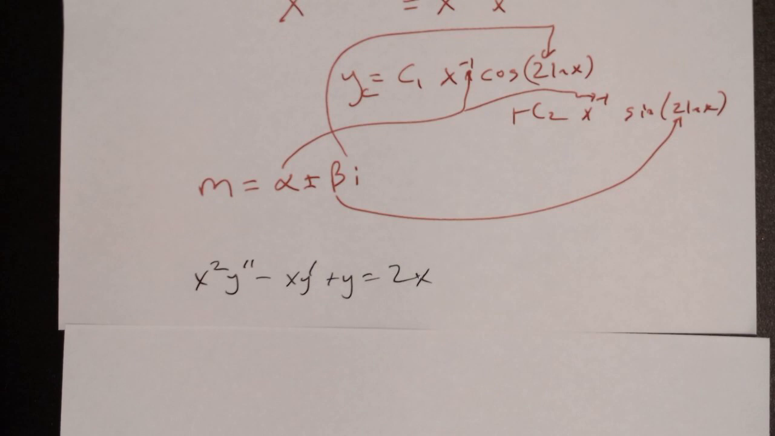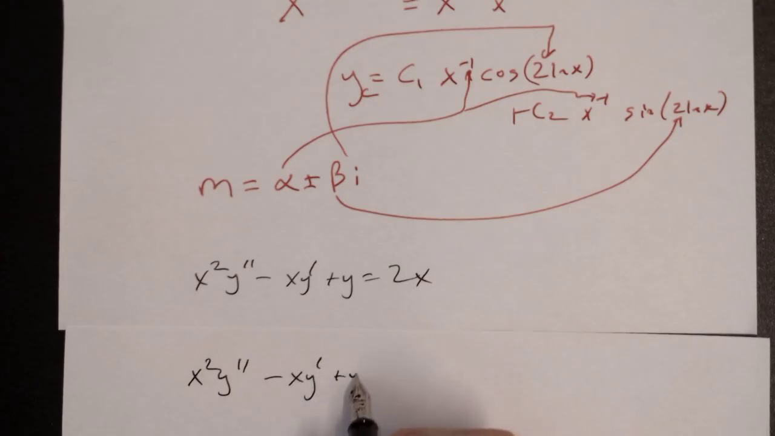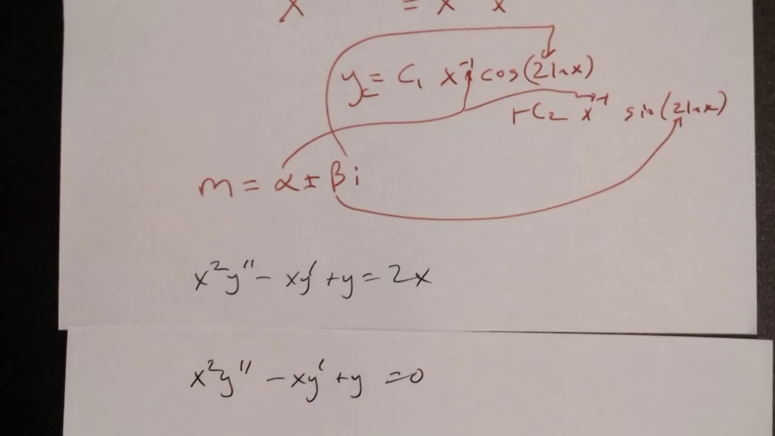This is not homogeneous anymore. Same process as required last time. Solve the homogeneous first, and then we'll solve the non-homogeneous part. So I'll start by solving the corresponding homogeneous equation. So do that first.